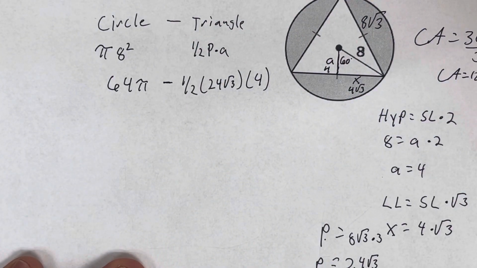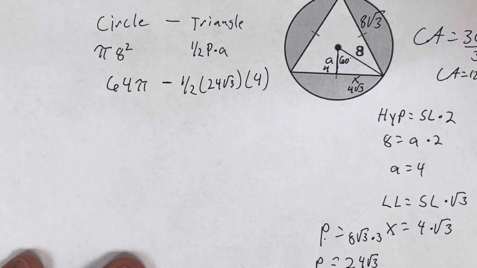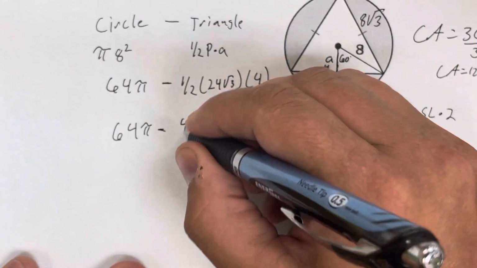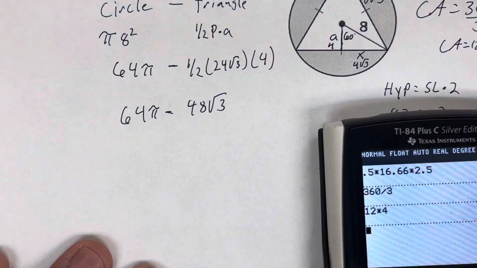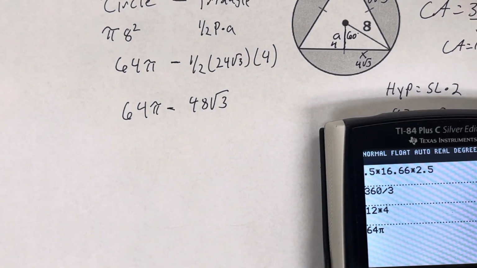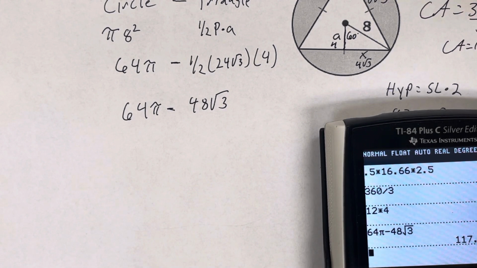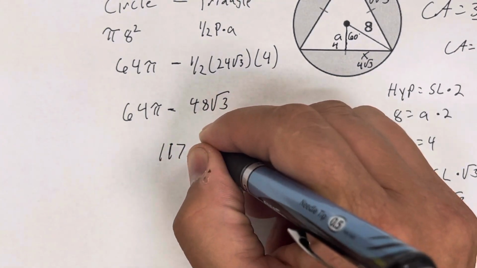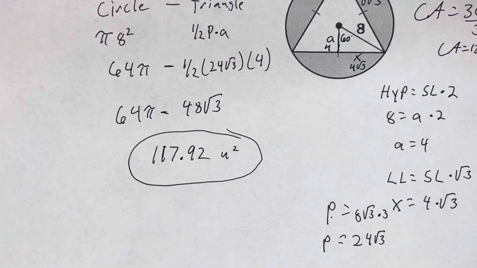And there we go. Let's simplify it down now. Half of 24 is 12. 12 times 4 is 48. So we'd have 64 pi minus 48 times the square root of 3. That is the exact form. Now to get a decimal approximation, I just type that in. 64 pi minus 48 times the square root of 3. I can do that in one step, and I get 117.92. That's units squared. All right, that's it for today. Have a good one.